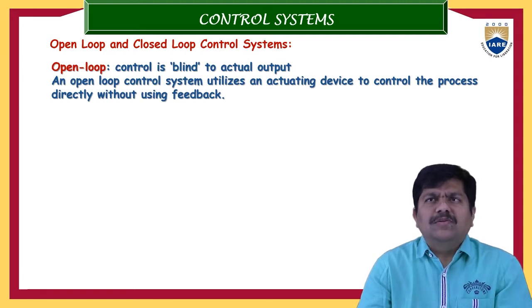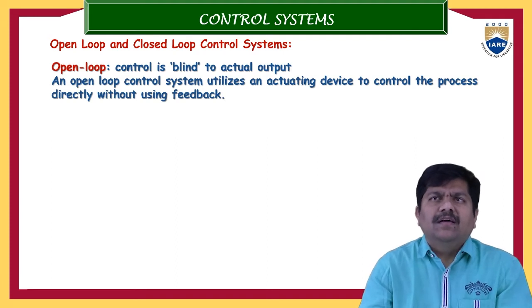An open loop control system utilizes an actuating device to control the process directly without using feedback. So there is no such feedback from the output to the input. This feedback is highly helpful for us to improve the accuracy of the system, but such feedback is completely absent in open loop systems. So what are the advantages of this configuration, and if the feedback is connected to the system, what happens to the control system, and what are the other merits and demerits? That is what we are going to discuss now.